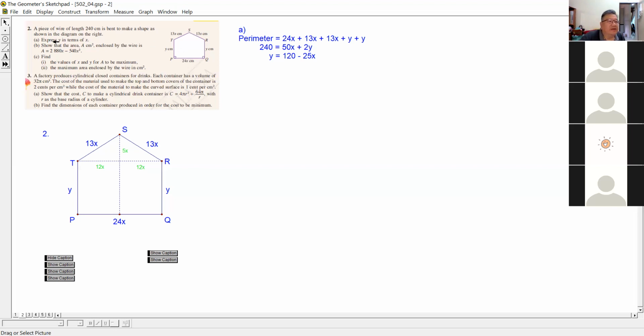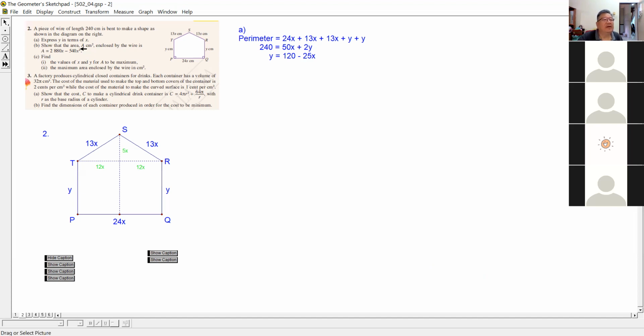But the question says express y in terms of x. Now express y in terms of x, it means make y the subject of the formula. Make y the subject of the formula. So move the 50x over, then divide by 2. So you have this equation. So this is the expression y equals 120 minus 25x. So this is what we are asked to show.